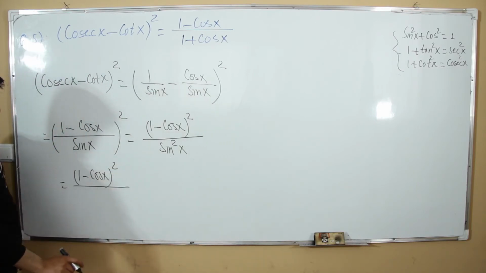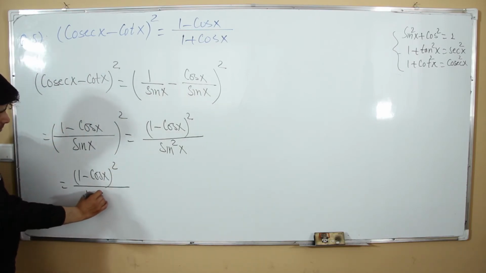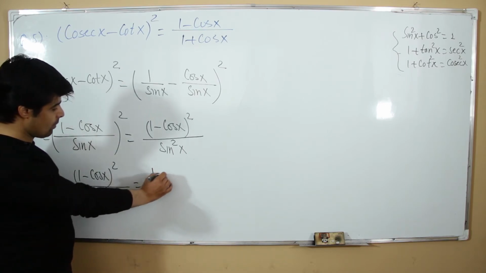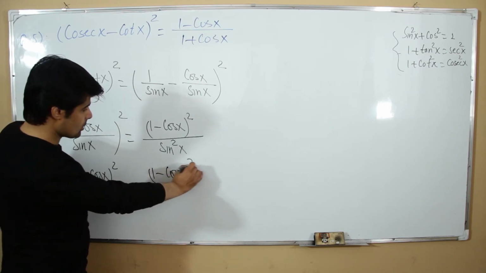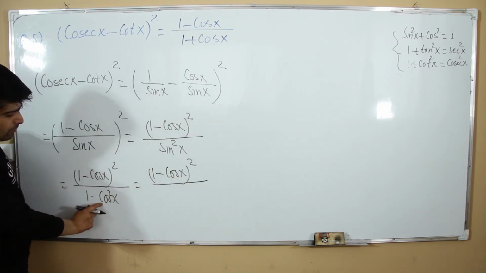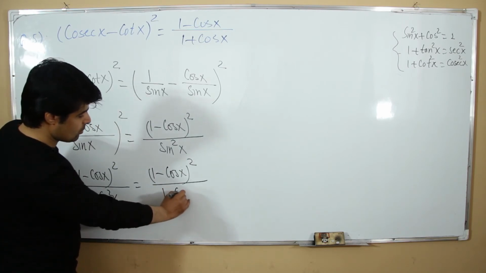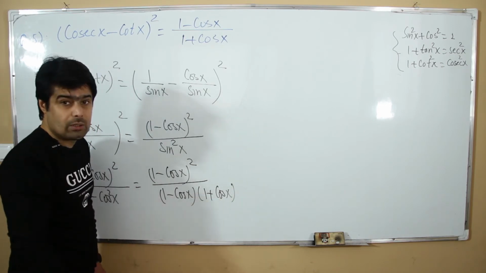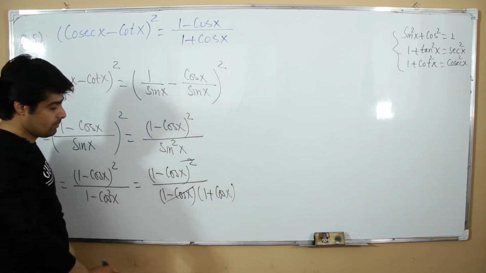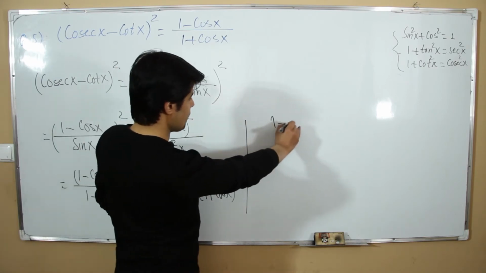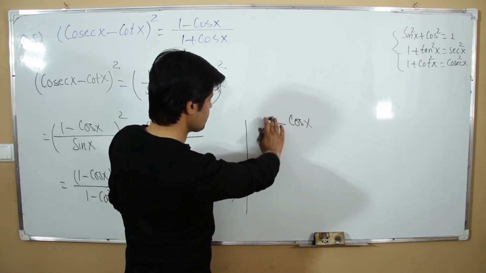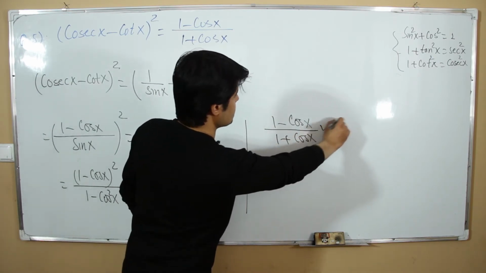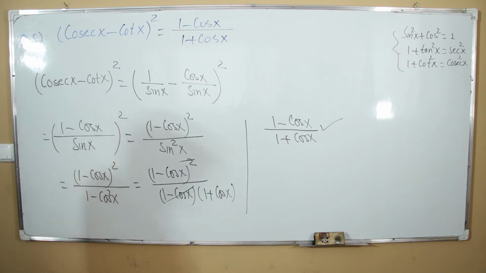So this sine square is 1 minus cosine square of x. So we will have 1 minus cosine square whole square. This one we will have a factor of 1 minus cosine x times 1 plus cosine x. Am I right? Yes. So we will cancel one of them, and in the numerator you will have 1 minus cosine x, and in the denominator you will have 1 plus cosine x. This is our answer.